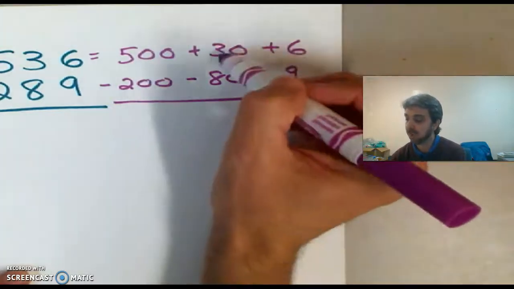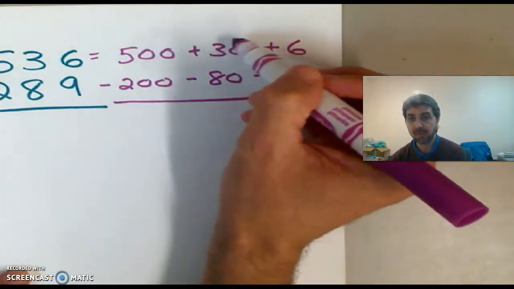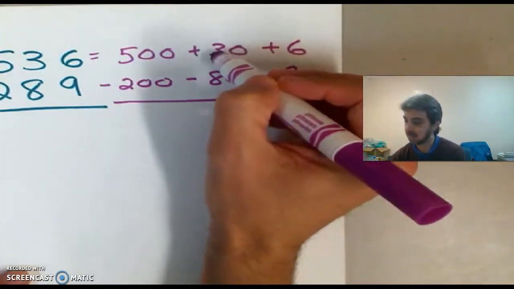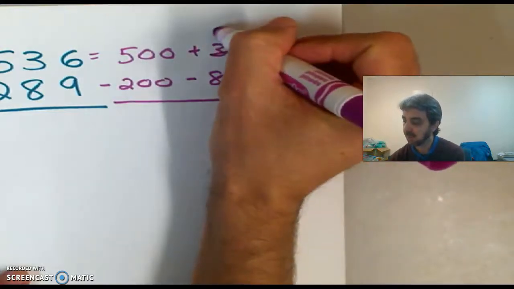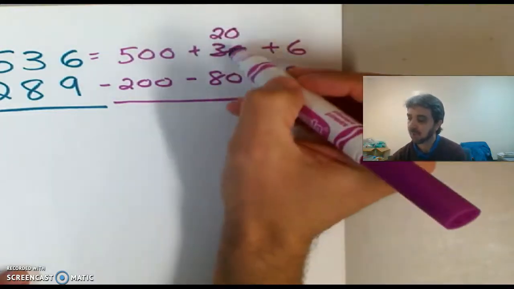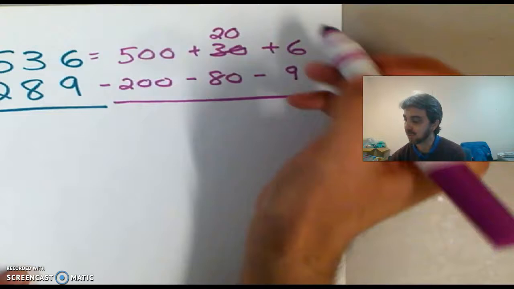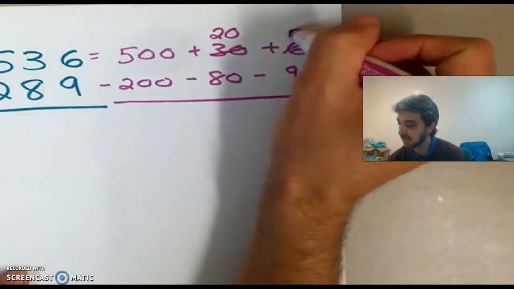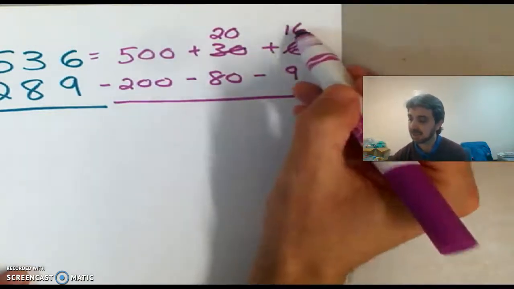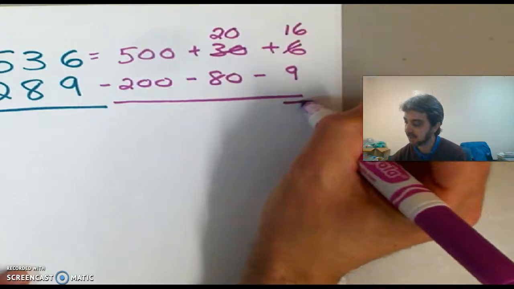So I need to go over here where I have 30. I have 3 tens. Okay, I'm going to make that 20 because I'm taking away one of the 10s and giving it to the 6. So now I'm going to make this 6 into 16. So 16 minus 9 is 7.